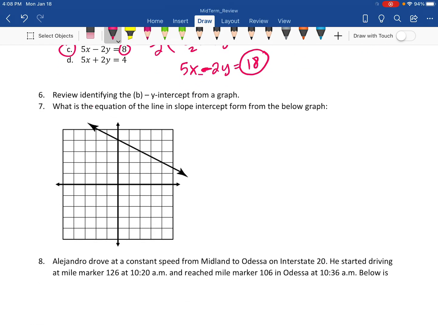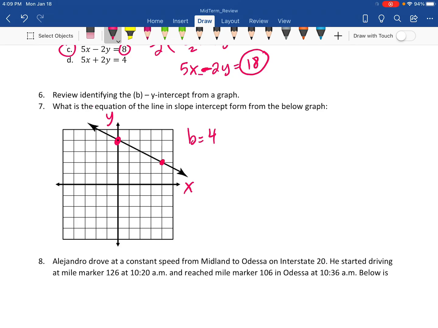Let's look at number 7, and we're going to identify the y-intercept from the graph. This is our y-axis. This is our x-axis. It crosses the y-axis there. That b value there is going to be 1, 2, 3, 4. And so now we're going to pick another value there.